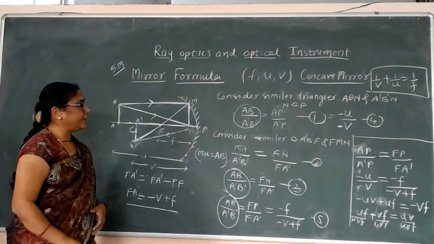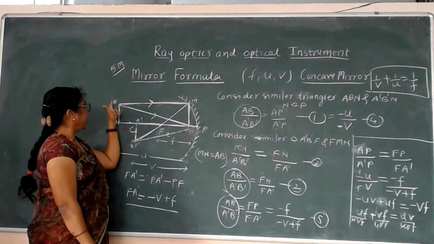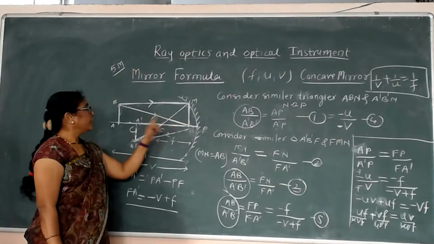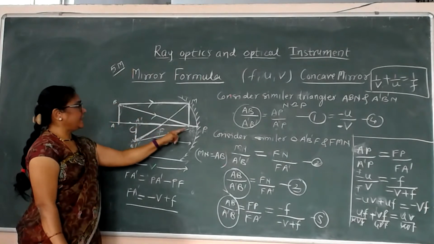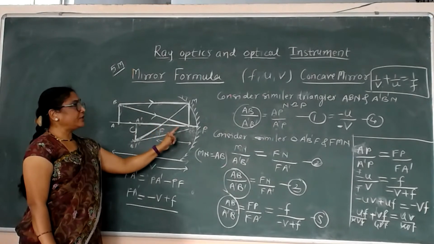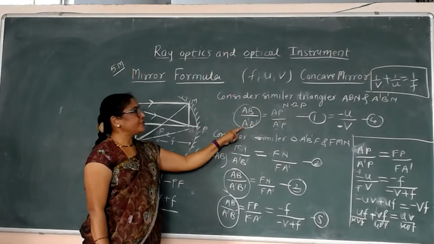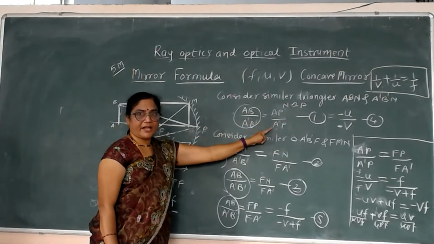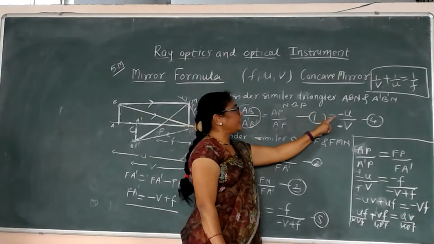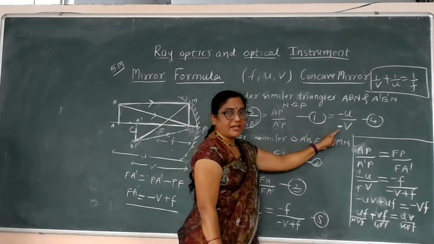So here this is a very easy derivation. In this derivation, we consider the first triangle ABN, where we draw the perpendicular from M to N. The first triangle is ABN, and the second triangle is A dash B dash M. When we compare both triangles, we get AB divided by A dash B dash is equal to AB divided by A dash B. So this AB means the object distance, and that object distance is equal to minus U, and this A dash B is equal to minus V.